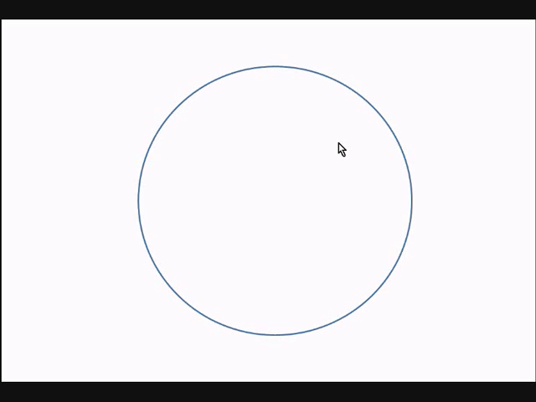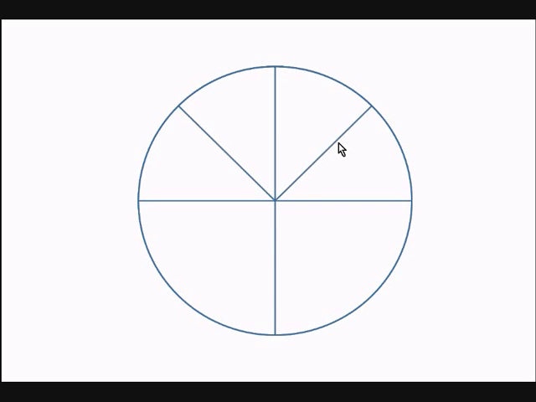In this lesson, we are going to find out more ways of measuring an angle. Let's consider this circle. I can cut this circle into 4 equal parts. I can also cut this circle into 8 equal parts. If I cut the circle into 8 equal parts, then I am getting one part which looks like this.